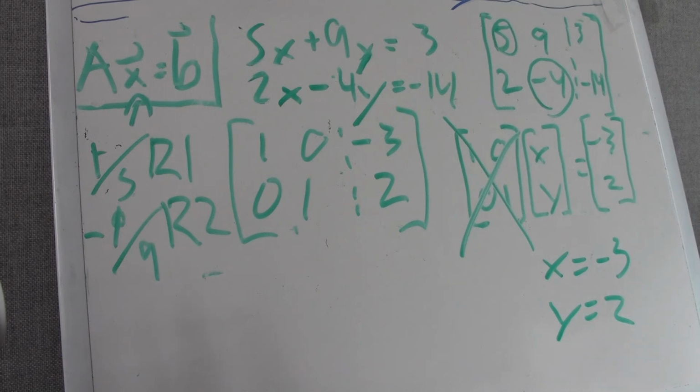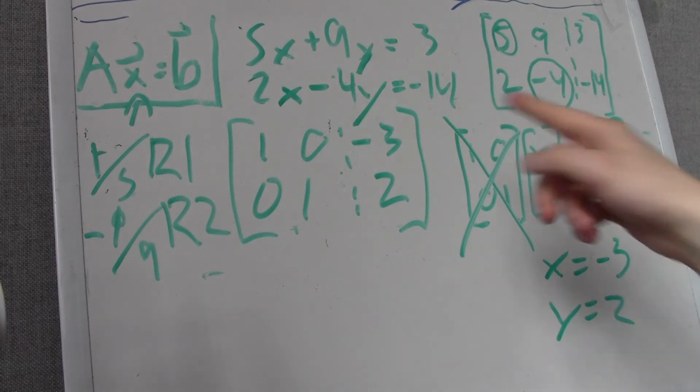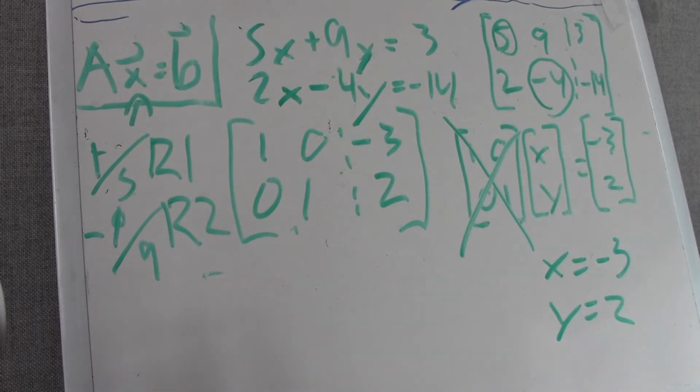This row reduction will work for any system where you're trying to solve for the x vector, if you're given the b vector and your A matrix.